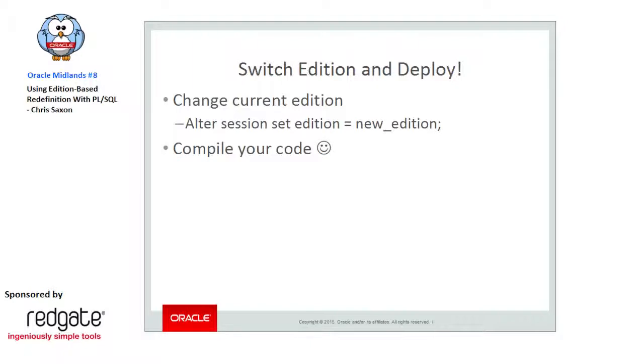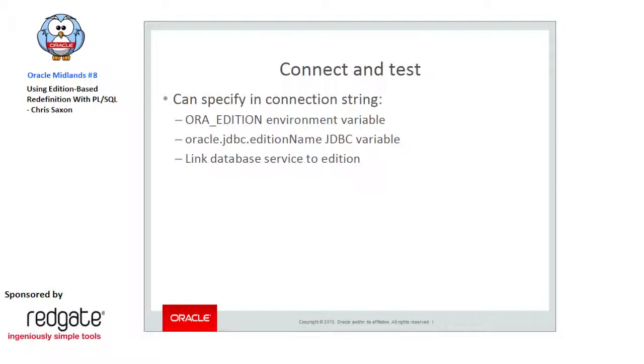Now the next thing you probably want to do is actually run your application through the new edition before, again, exposing it to the greater world, your business users, whoever it is. And there's a number of ways you can do that. You can set some information in your connection string. There's an edition environment variable, so if you're using SQL*Plus, you can set that in Windows and Unix.